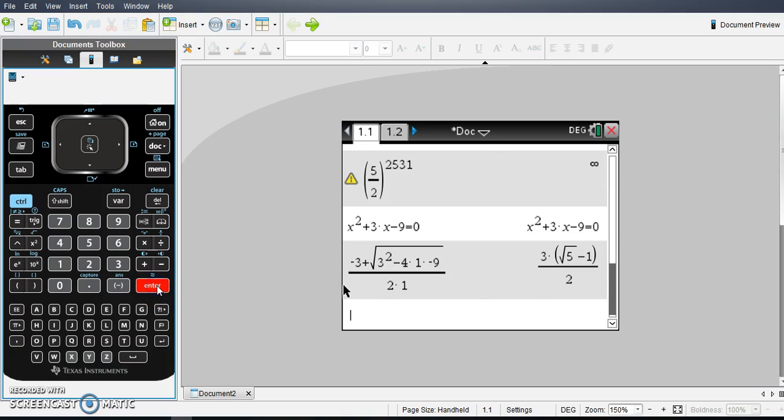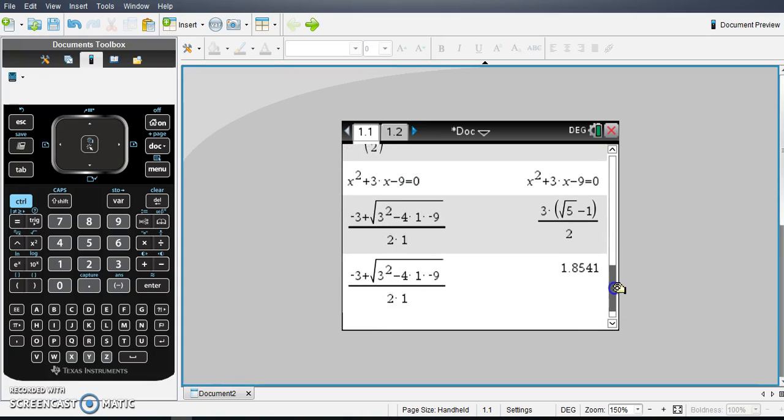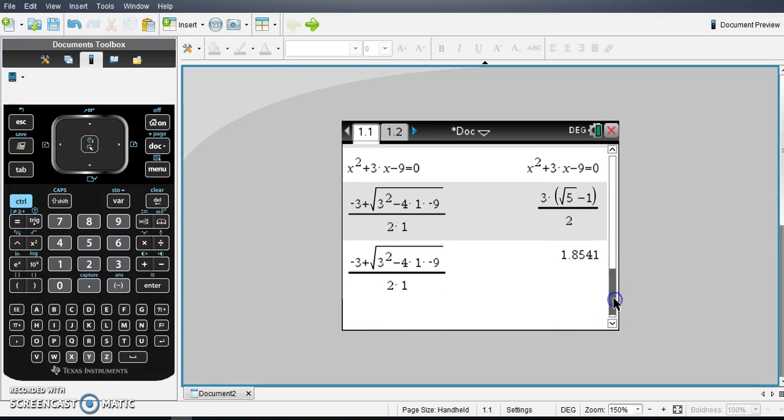Then, if I press enter, you'll notice that it comes out as this, which you might not like, so I can do Control Enter to get it to approximate it. And I find that one solution is 1.8541, which I could round to 2 decimal places. And we know that because it's a quadratic equation, we have a second solution.